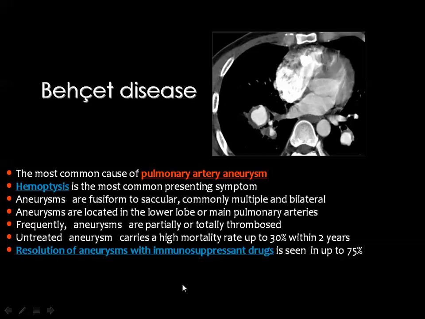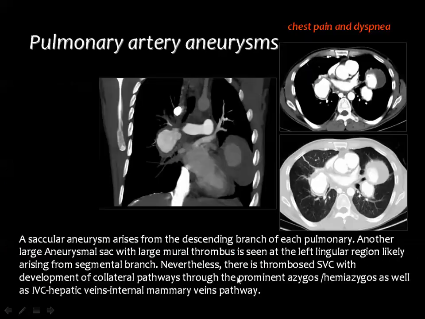One of the important issues is that untreated aneurysms have a high risk of mortality, which may reach up to 30% within 2 years. The resolution of the aneurysms with immunosuppressant drugs is seen in about 75% of the cases. And this is a case of Behçet disease, showing bilateral large pulmonary aneurysms. There are 2 on the left side and 1 on the right side.